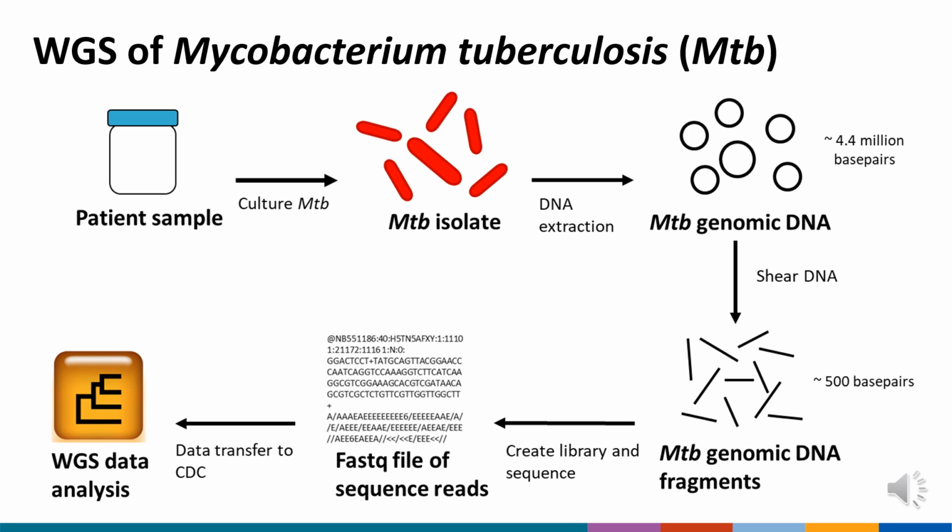A library is created from these DNA fragments, which involves adding special adapters to the ends of the fragments, and the library is sequenced. The sequence data from the DNA fragments are called sequence reads, and they are stored in the form of a FASTQ file. I'll explain the data format for the FASTQ file in the next slide. These FASTQ files are what gets transferred over to CDC from the public health laboratory that is doing the sequencing.